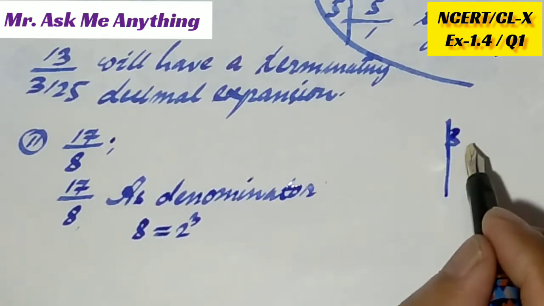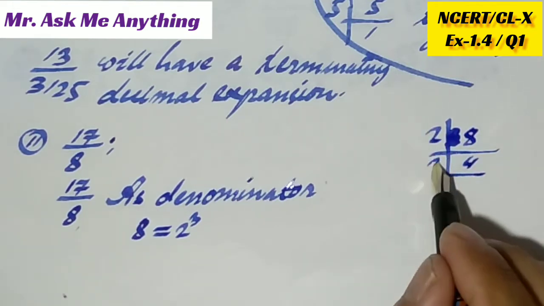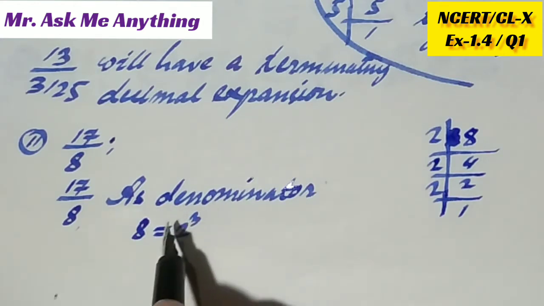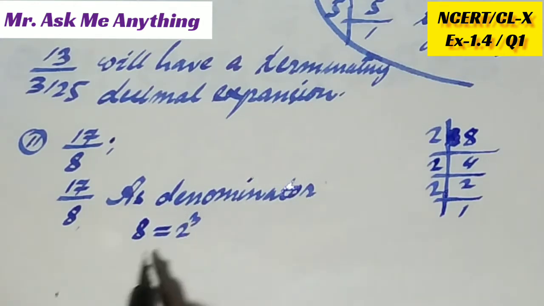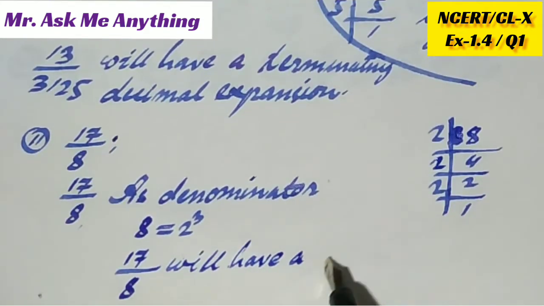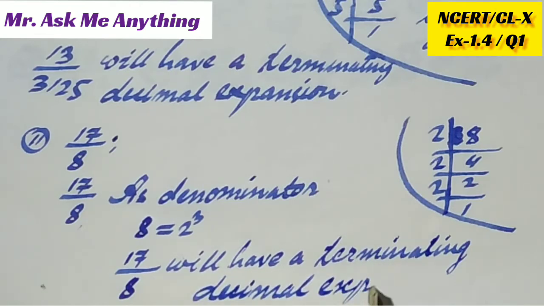Let us check by LCM. So at this 8, let us cut. 2 4s are 8, 2 2s are 4, 2 1 is 2. So we have 2 to the power 3. Then this 17 by 8 will have a terminating decimal expansion.